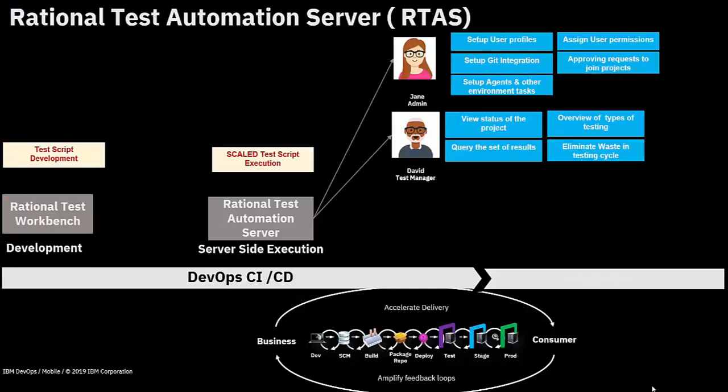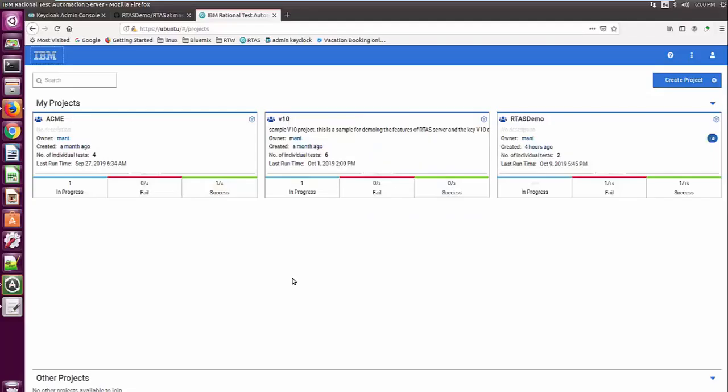Now let's see the next persona, David. David is a test manager. So David views the status of the project. He sees the overview of the type of tests in the project. He is also querying the results, eliminating the waste in the testing lifecycle. This is a quick overview of the projects that as a test manager he can see. He knows the status of the project, like how many test scripts passed, failed, and are in progress.